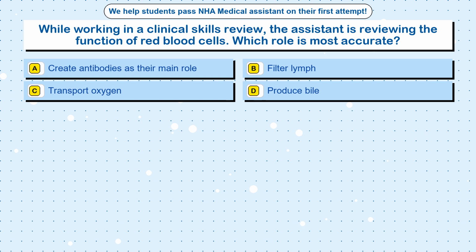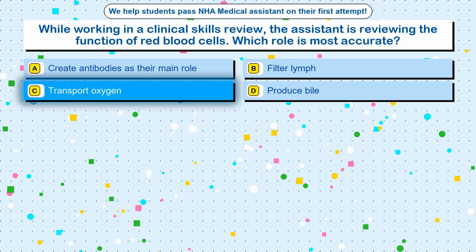Question 68. While working in a clinical skills review, the assistant is reviewing the function of red blood cells. Which role is most accurate? Option A. Create antibodies as their main role. Option B. Filter lymph. Option C. Transport oxygen. Option D. Produce bile. The correct answer is option C.